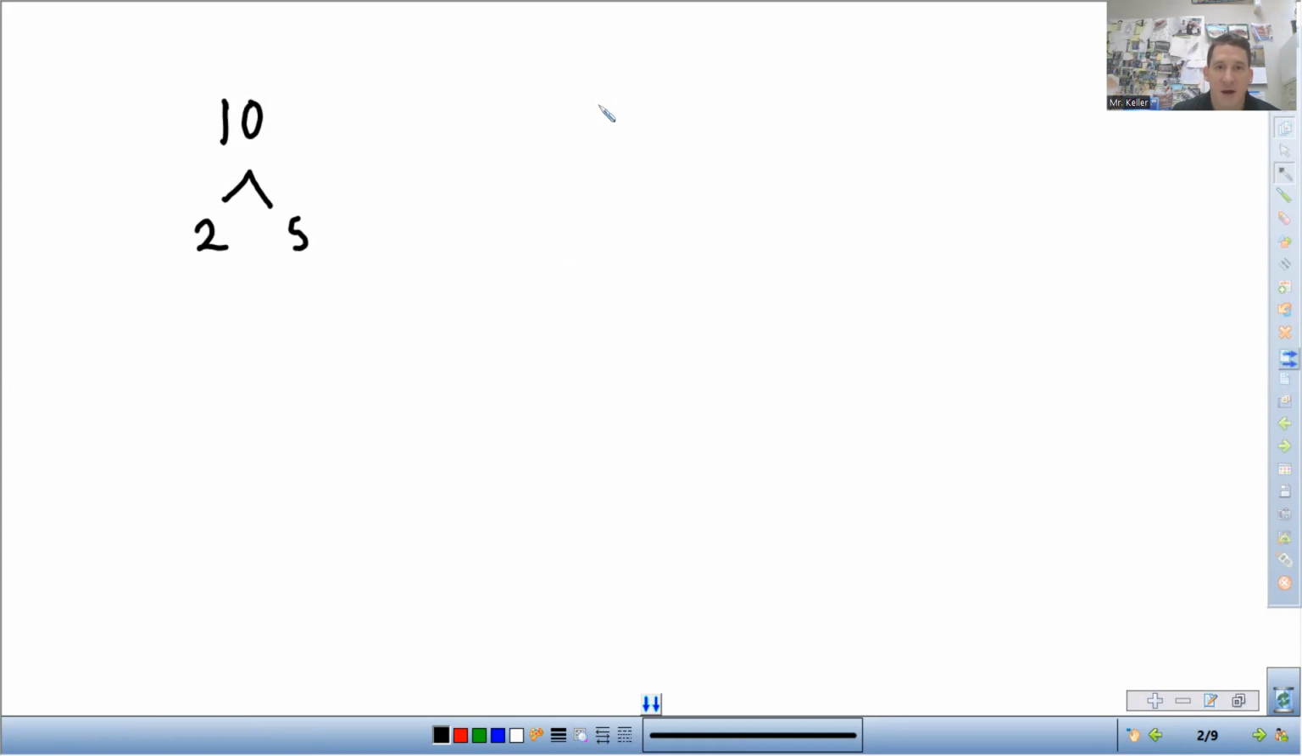All right, sometimes you have larger numbers. So say we had something like 12 that has more than 2 factors. So 12 can factor into 2 times 6. And then 6 factors again into 2 times 3. So 12 has 3 factors, 2 times 2 times 3.